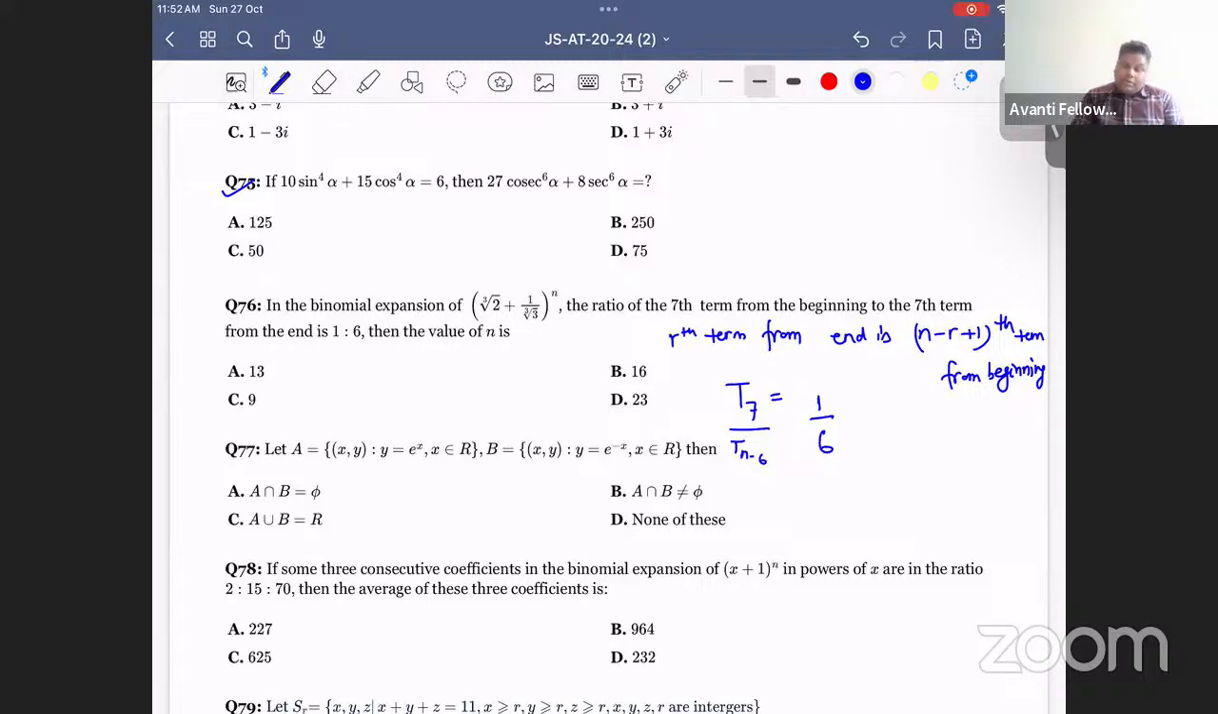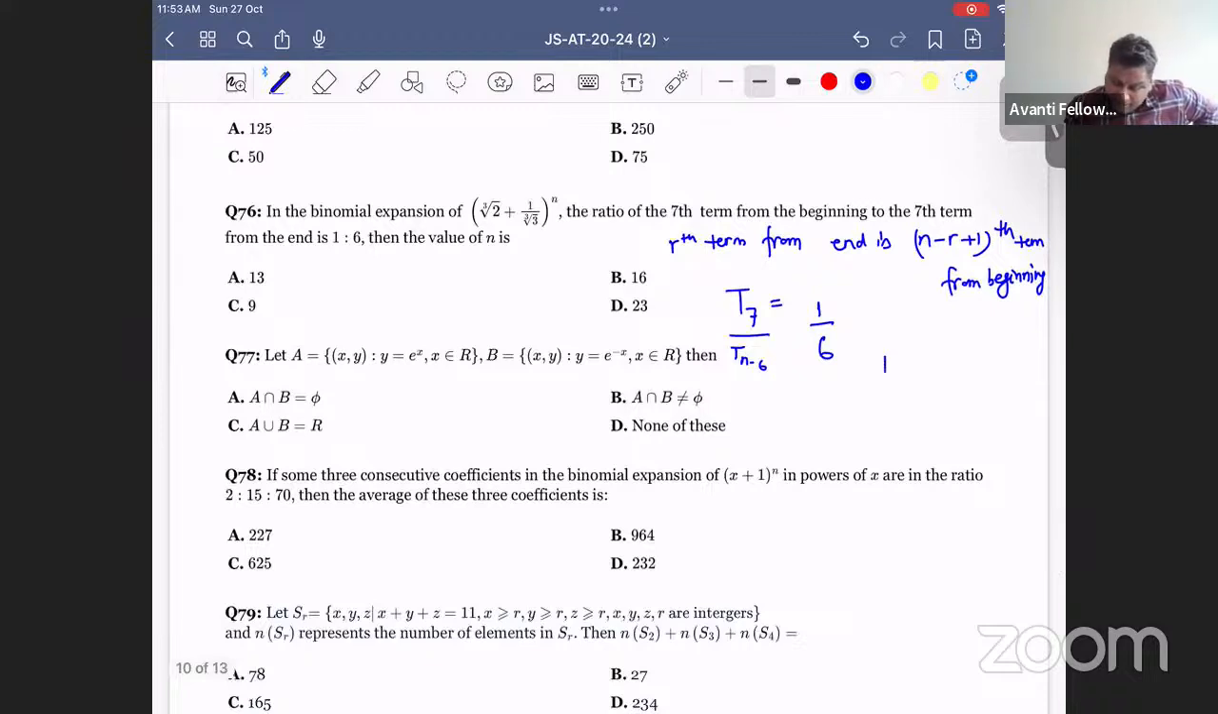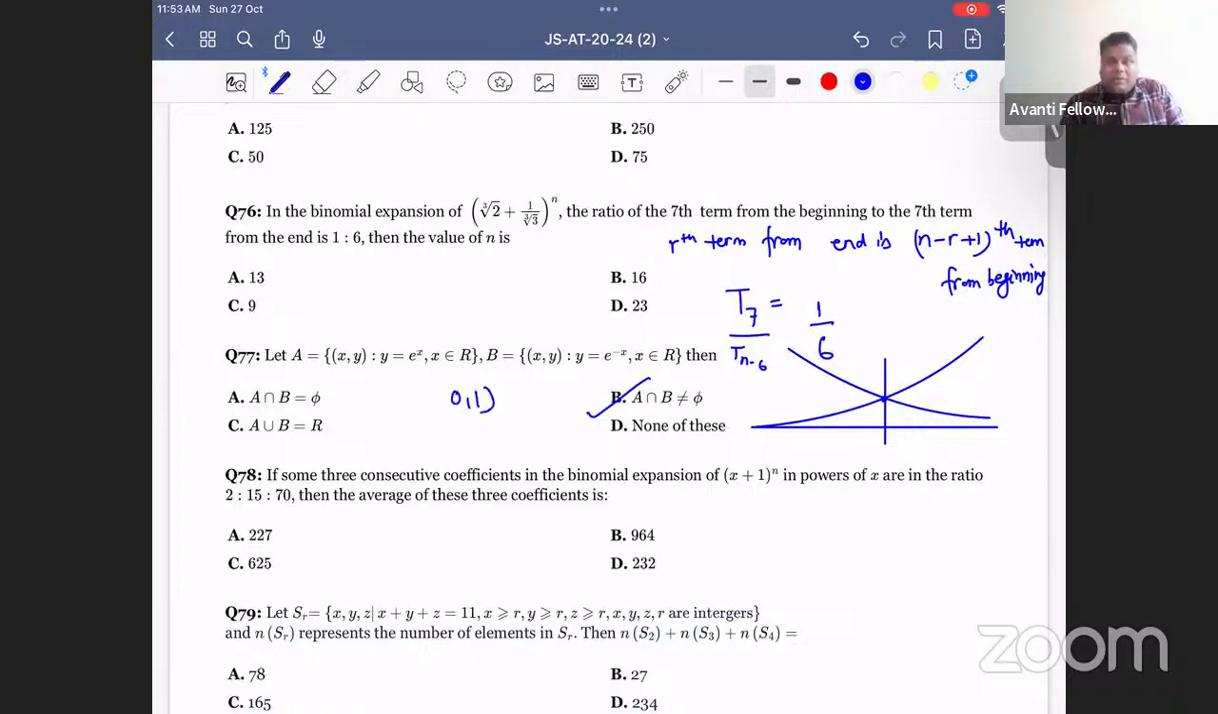Got it? Now, A is {(x, y): y is e to the power x}, B is {(x, y): y is e to the power minus x}. Then A intersection B or A union B, they are asking. See, e to the power x is having this kind of graph, and e to the power minus x will be having this kind of graph. So there will be 1 point common. So A intersection B is not empty. There is only 1 point common. Point is quite visible. It is (0, 1).